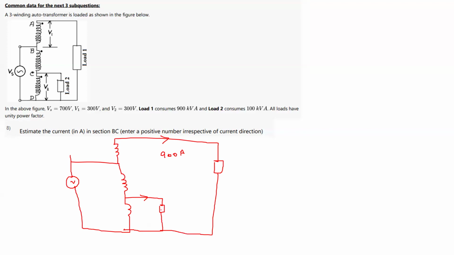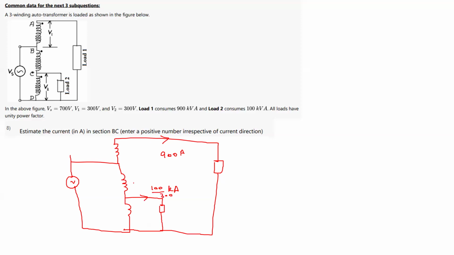So it will come out to be 100 kVA by 300 volts. 100 kVA means VI cos phi, so it becomes 100 kilowatt. So 100 kilowatt by 300 volts. So this current is 100 by 300 kiloampere. Okay, so that is the current here, right?